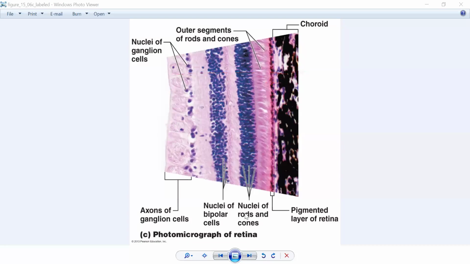So take note of that when you look at the sheep eye or bovine eye. These are organisms that see a little bit better at night, so you'll see a different colored choroid, more teal in color.